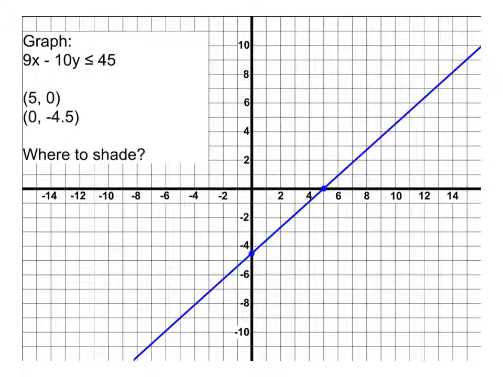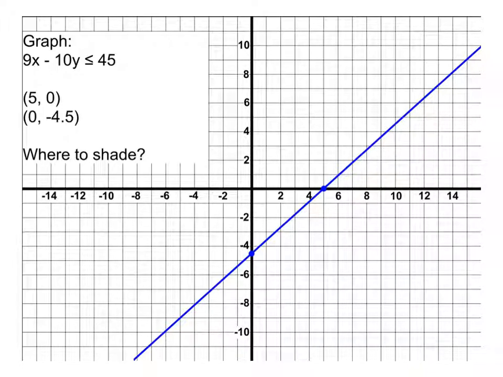What would be a nice easy point to plug in there for x and y? You can use any point that you see on the graphing grid to test this, except for the ones that are right on the line. Because if you plug it in right on the line, all it's going to do is tell you they're equal. And we want to know whether a point is either greater than or less than.